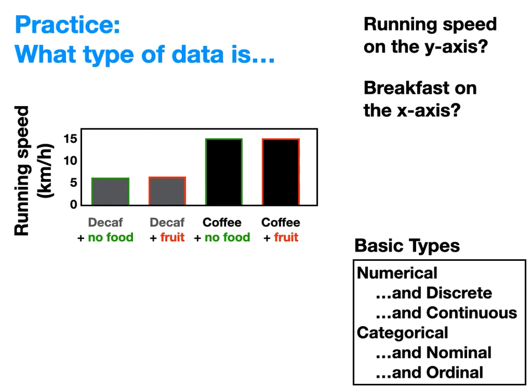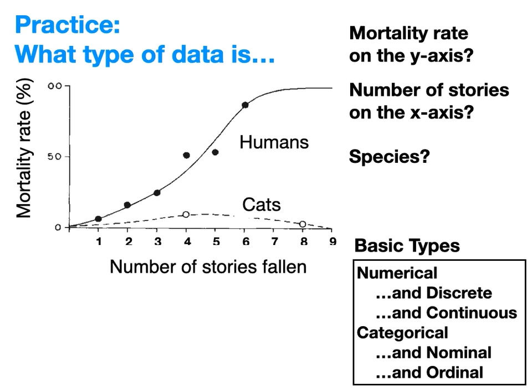And so there are 4 types. It could be numerical discrete, numerical continuous, categorical nominal, or categorical ordinal. Okay, here's another example. Practice this as well, and we'll take up the answers on Zoom.